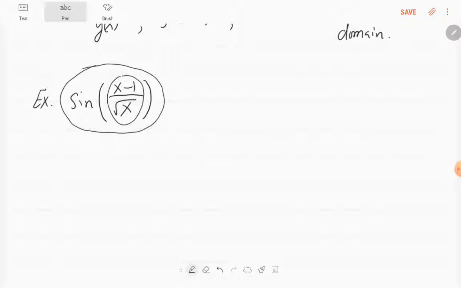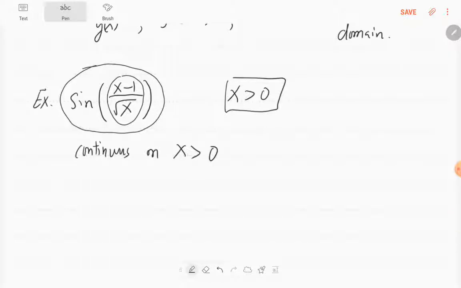So what's the domain? Be careful, we have some restrictions on the domain. We should make this function defined. The square root requires x to be greater than or equal to 0, but it's in the denominator, so x cannot be 0. So the domain is x greater than 0. Then we can say this function is continuous on its domain, which is x greater than 0. It's very easy, right? The functions you have learned in pre-calculus are all continuous functions, except the piecewise functions.